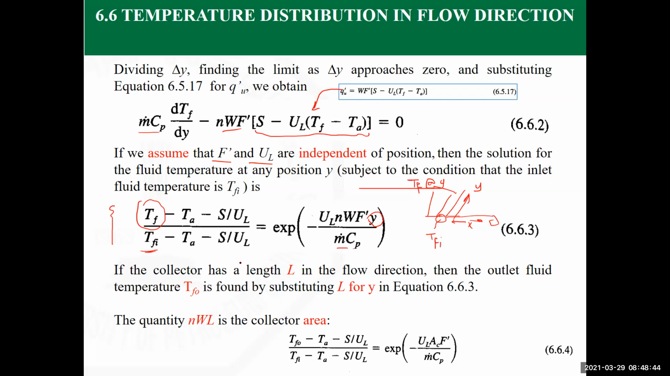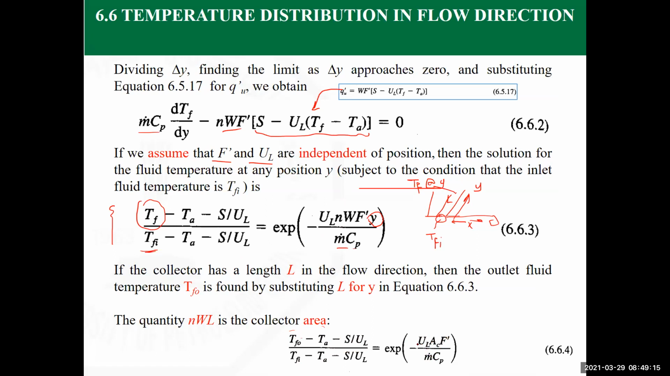If we need to know the exit temperature, substitute y equal to the length of the tube. If the tube length is L, then at L you substitute it here, and you get the equation of Tf outlet over Tf inlet, definitely Ta and S over UL are constants, exponential of UL area into F dash efficiency factor over m dot Cp.